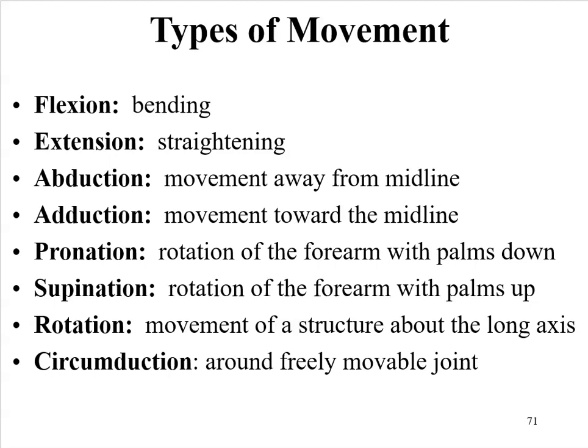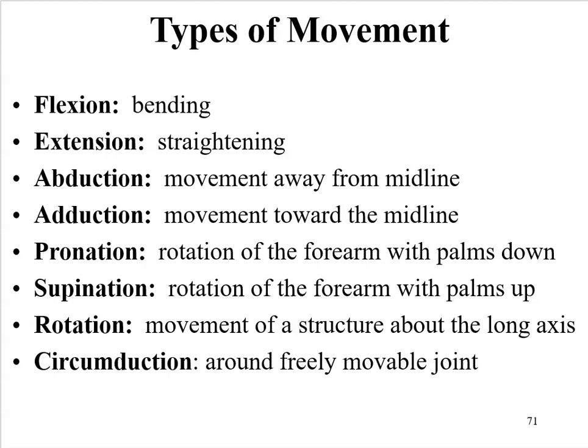Pronation and supination refer to just the forearms. You might remember prone and supine to refer to the whole body. And let's take a minute to remember what those terms mean. Prone is face down. Supine is face up. So here, pronation is a rotation of the forearm so the palm faces down. Supination is the opposite, so the palms face up.